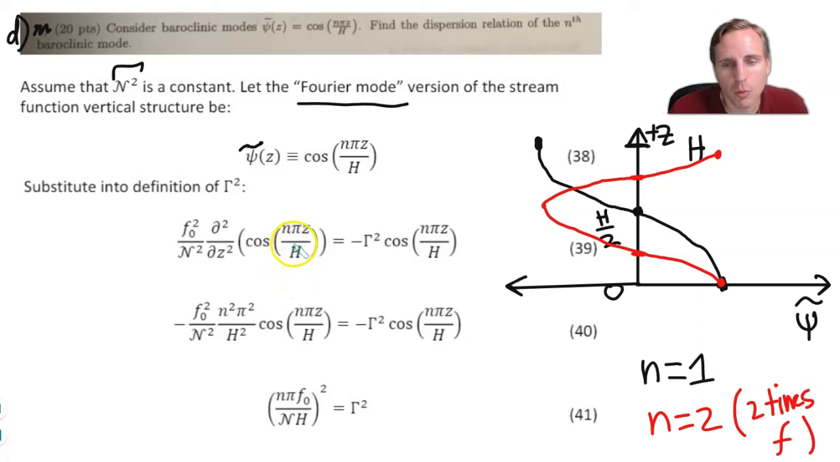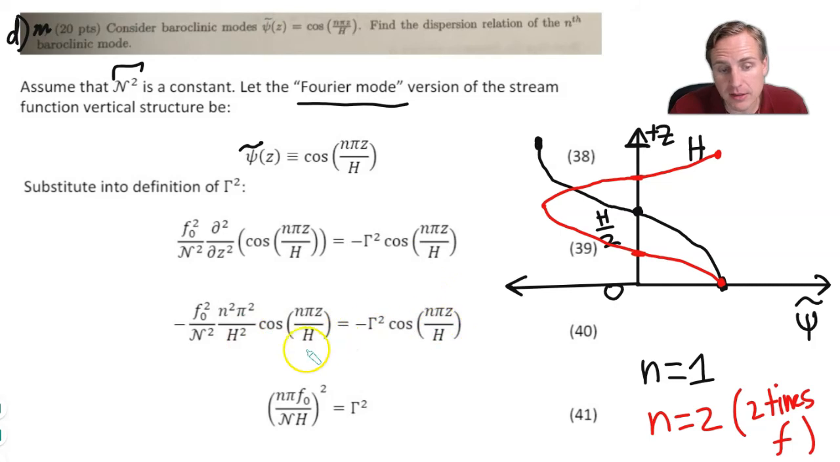Because, well, why is that? Because this is psi tilde equals negative gamma squared times another psi tilde. Okay, so what happens when we do two derivatives of this? The derivative of cosine is negative sine, and the derivative of negative sine is negative cosine. So we get a minus and then a cosine here. But with two z derivatives, n pi over h pops out twice. So n squared pi squared over h squared pops out.